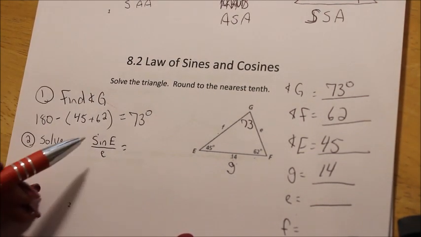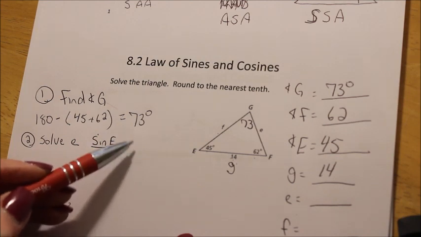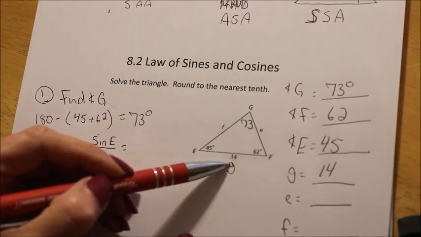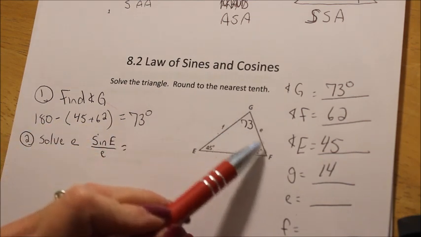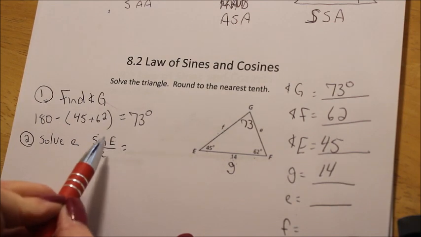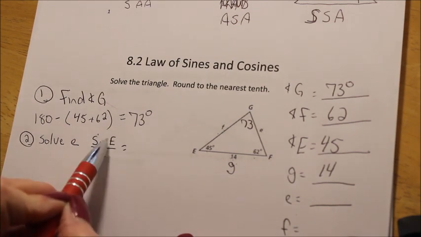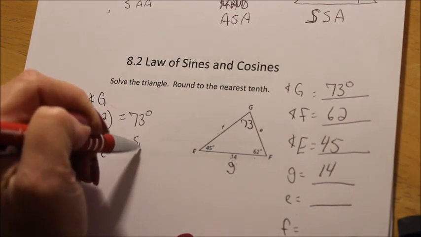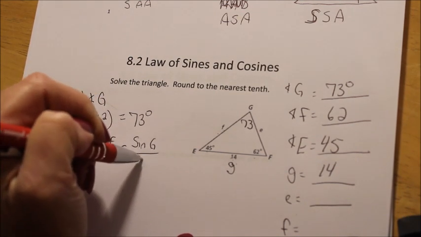Now, remember, I got to set up another ratio, so you're going to use what you know. I know G and little g. You have to use that. You cannot use F because we don't know what side F is. You have to be able to put in 3 numbers out of the 4. So I have to use the sine of G over little g.